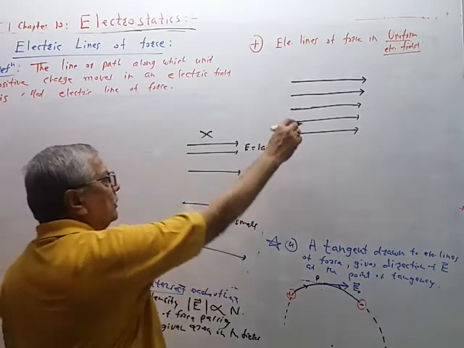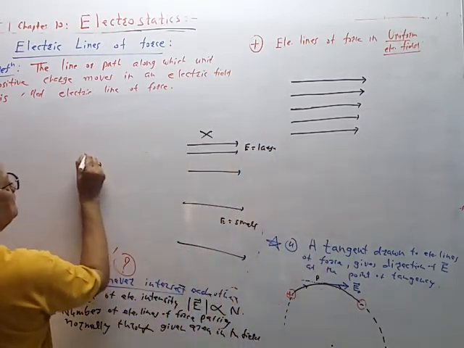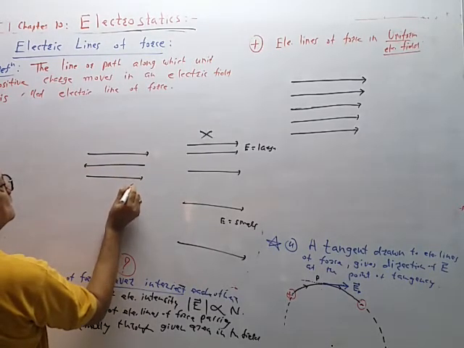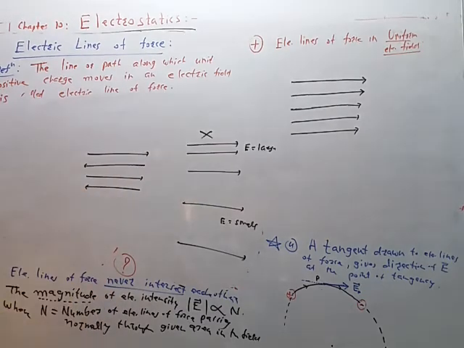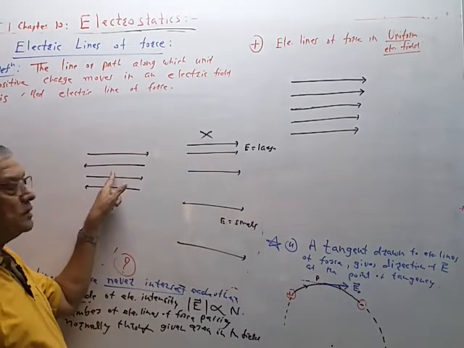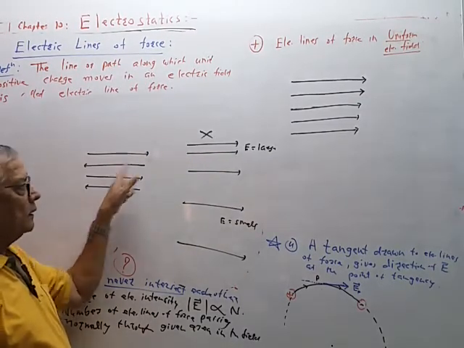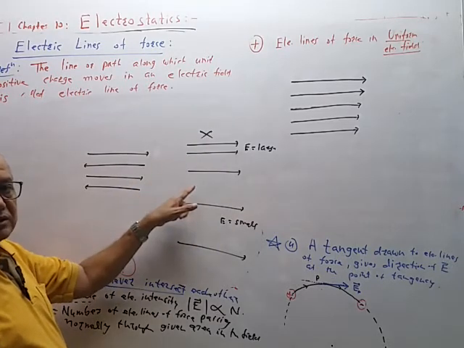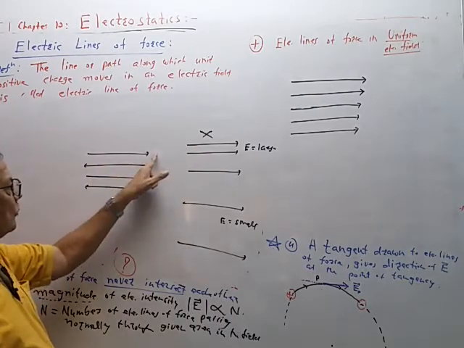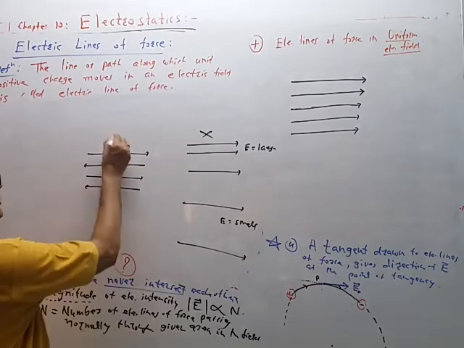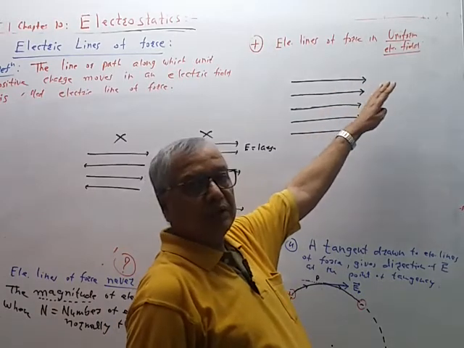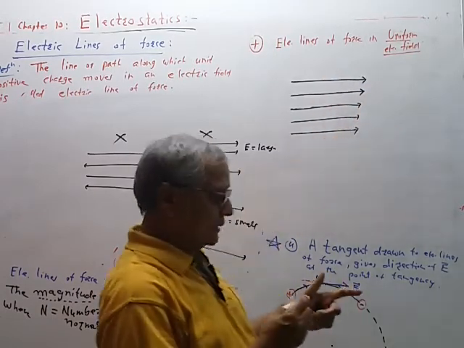Now I will show one more pattern. Magnitude is same, lines of forces are equidistant, not equidistant. Equidistant means uniform, magnitude is same. Not equidistant, magnitude is not same. So this is not a uniform field. Now in this case, magnitude may be same, but directions are opposite: towards right, towards left, towards right, towards left. So this is also not a uniform electric field. So when we have to represent the uniform electric field, we have to draw the lines of forces like this.